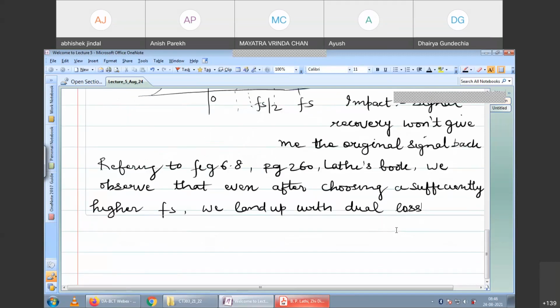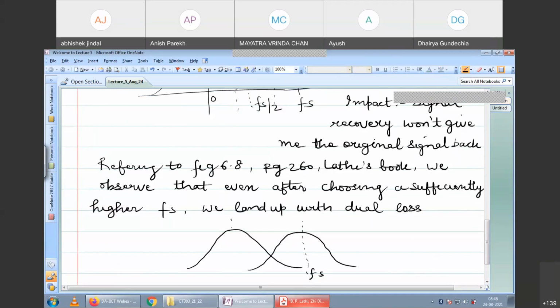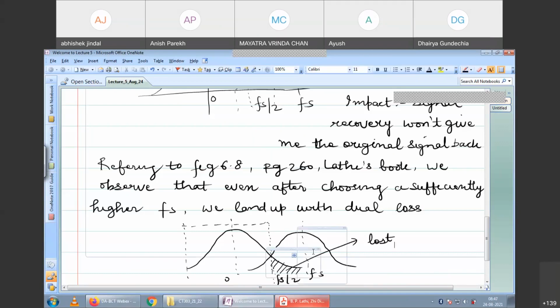Okay, let us see what the dual loss is. Let us say I study one copy, and this is the case. Suppose this is my fs, this is my 0, and this is fs by 2. If I am applying a low pass filter at this frequency, this tail is lost. So this is lost, which is bad, because ultimately if we are going to construct a time domain signal back, these components are required to get an exact copy.